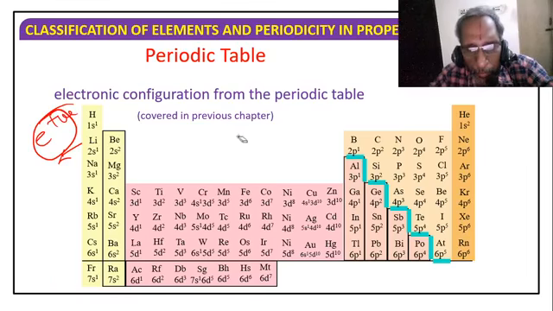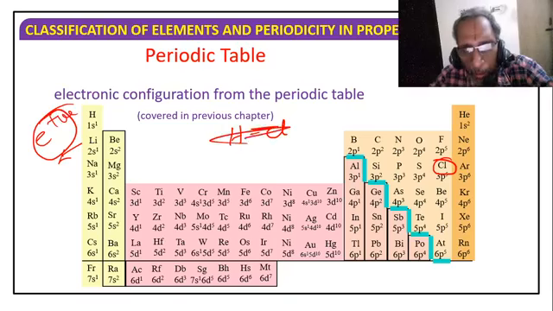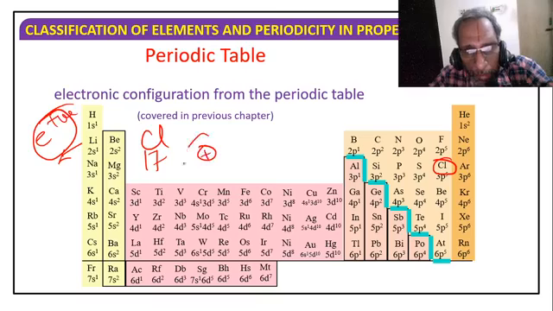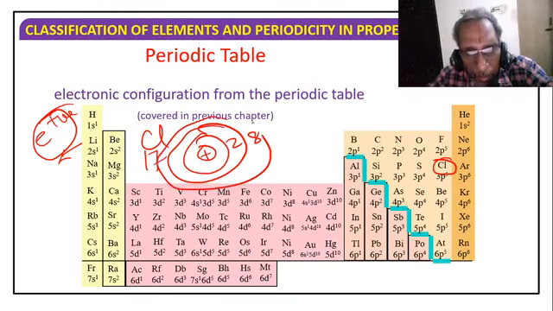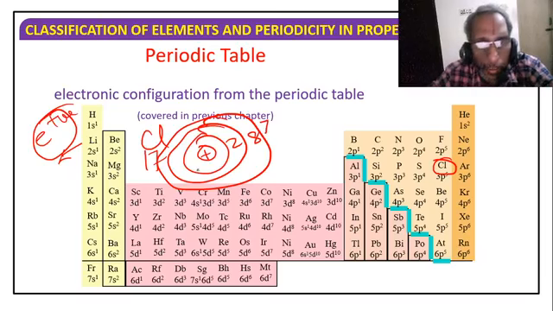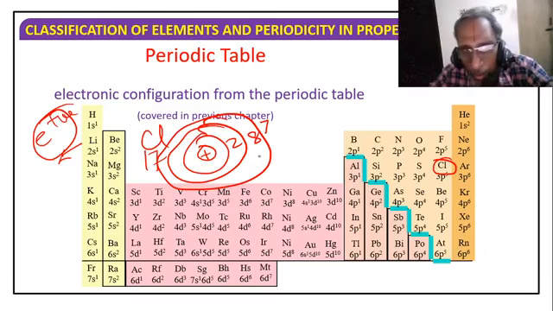But in the gas phase, chlorine atomic number is 17. Chlorine atomic number 17. Because 17 electrons: first nucleus, then 2 electrons, then 8 electrons, then 7 electrons. 17 electrons are there in the chlorine atom. But hydrogen miserably contains only 1 electron.